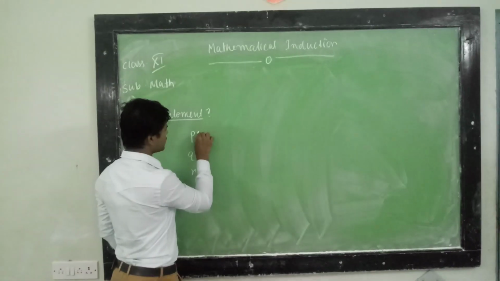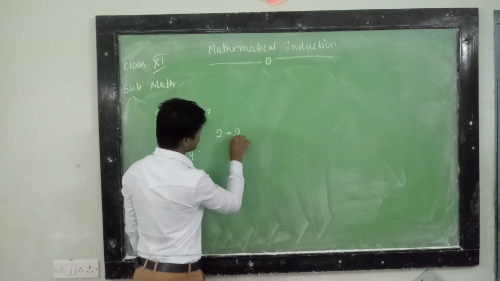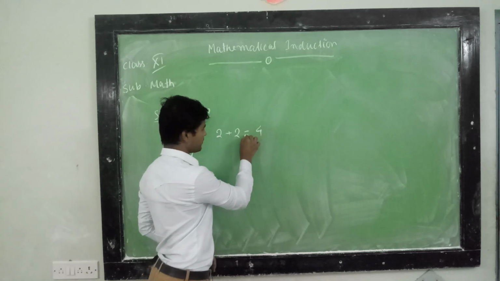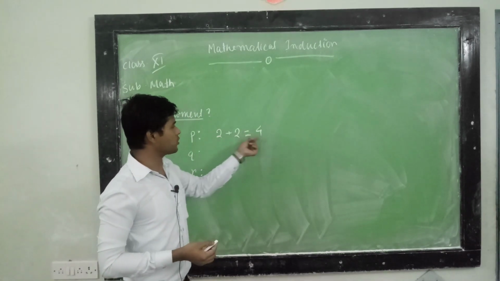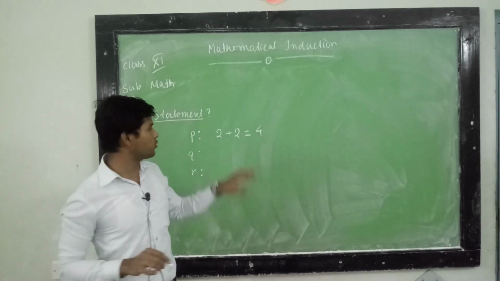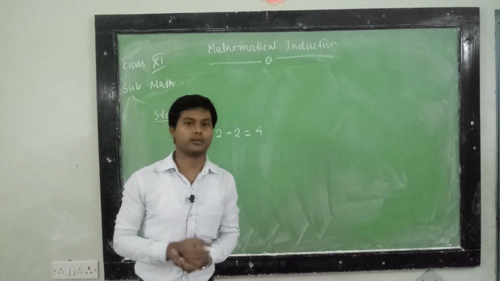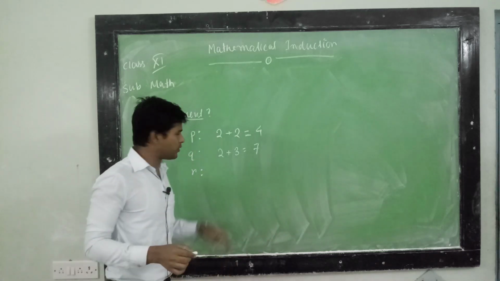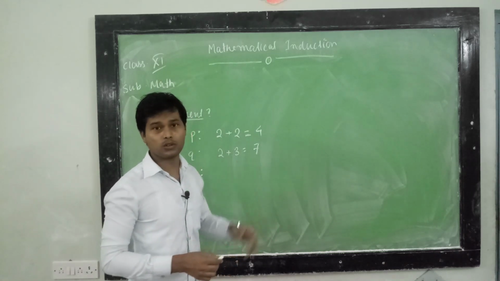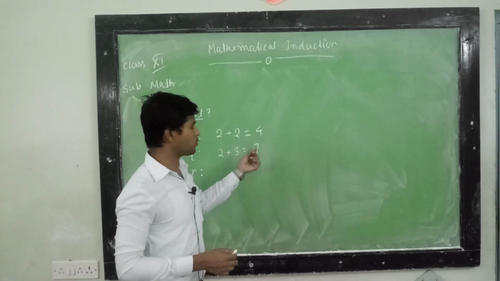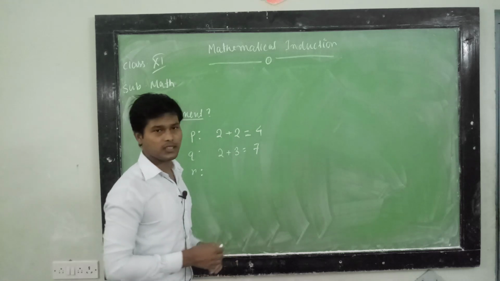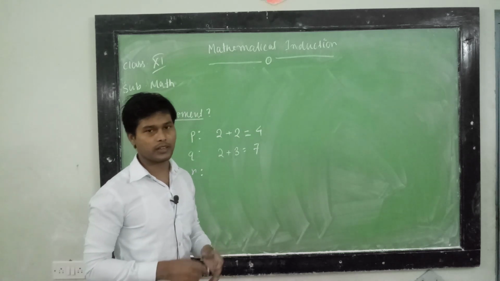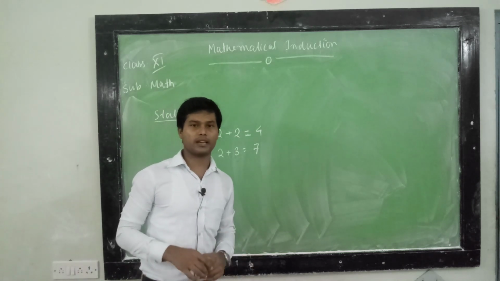For example, let statement P be 2 plus 2 is equal to 4. So whether this is a mathematical statement or not, let's see. Obviously we know 2 plus 2 is equal to 4. So the answer is true. This line is true, so it is a mathematical statement. If I write 2 plus 3 is equal to 7, obviously this is not true, because 2 plus 3 is equal to 5, but it is given that 2 plus 3 is equal to 7. So it is also a mathematical statement, because the answer of the statement is false. So whether the statement is true or false, it is called a mathematical statement.